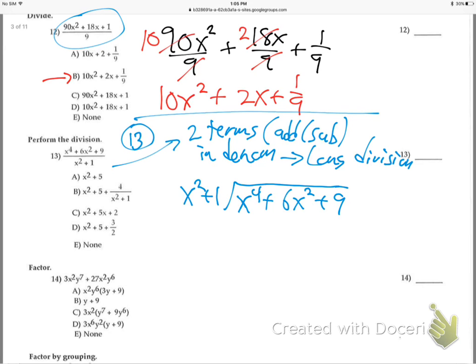Do you remember? What do we do first? Where do we look? Look here and here. Right, just front and front, huh? You say, what can I put up here times the front that'll match the front? What times x squared will be x to the 4th? X squared, yeah. So we need to put x squared up there.